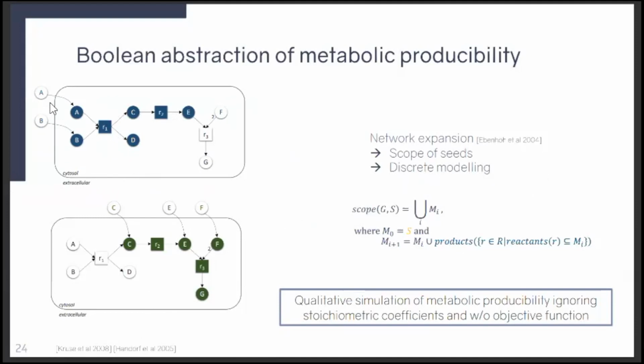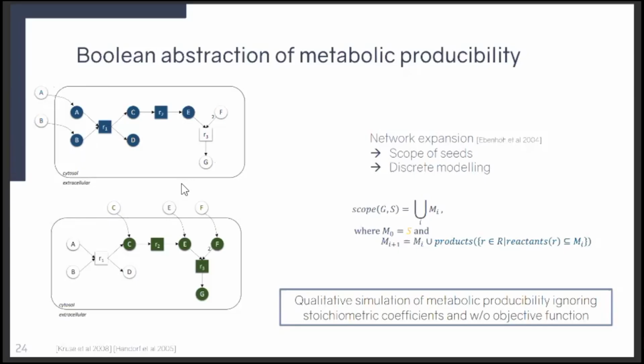For each, we simulate what happens when we have a dedicated environmental composition. So here we have A and B in the environment, below C, E, and F. The network expansion algorithm that we use will compute the scope of these compounds that we call seeds, that is identifying the subnetwork in color here, that is activated, that is reachable from the environment. So from a single network, you can have several behaviors depending on the environment that you model.